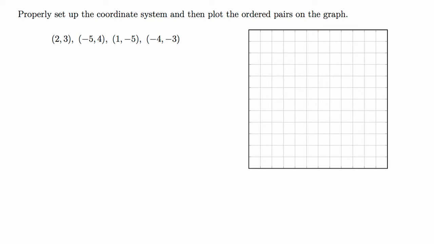In this example, we will first begin by properly setting up the coordinate system, and then plotting the ordered pairs that are given on the graph. There are essentially 4 steps to setting up a graph properly. To begin with, we need to draw in the axes.